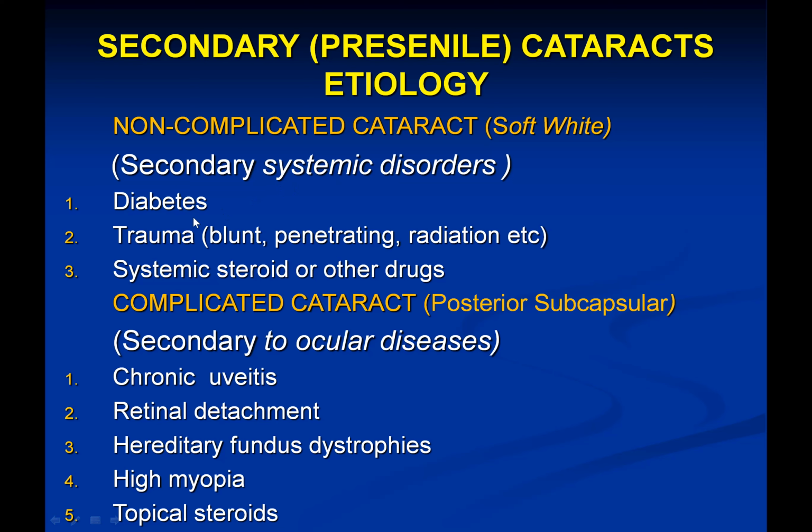Common causes are diabetes mellitus or other systemic metabolic disorders, trauma, direct ocular trauma, blunt trauma, maybe penetrating injuries, and radiation all over the body. Use of systemic steroids or other diseases and drugs for that disease may also be responsible for non-complicated secondary cataract. Now, what is complicated cataract?